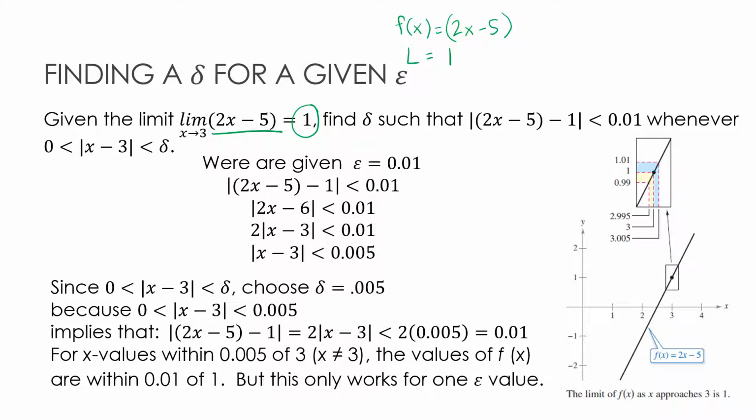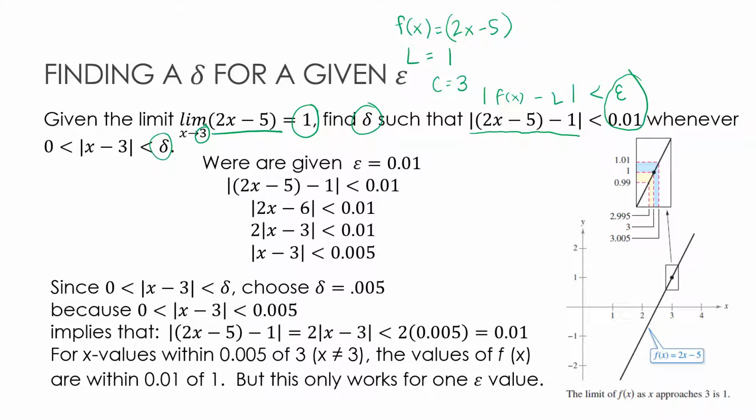And c, of course, is 3, because that's what we are approaching. So we're saying find delta, so we're going to calculate delta such that |2x - 5 - 1|, which of course means |f(x) - L|, which we talked about, is less than or equal to epsilon, so epsilon is 0.01, whenever 0 < |x - 3| < delta. So we're calculating delta based on that.